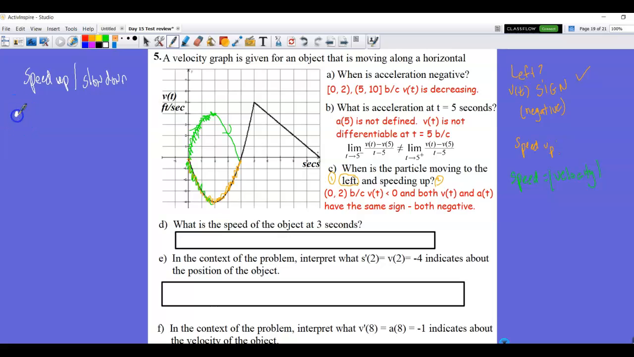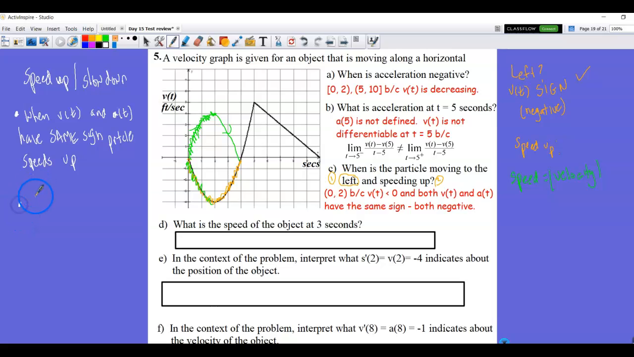This is another true statement about speed. When v of t, velocity, and a of t, acceleration, have the same sign, in other words, velocity and acceleration are both positive, or velocity and acceleration are both negative, the particle speeds up. I'm going to give you the second statement and I'll show you what I'm talking about in this case.